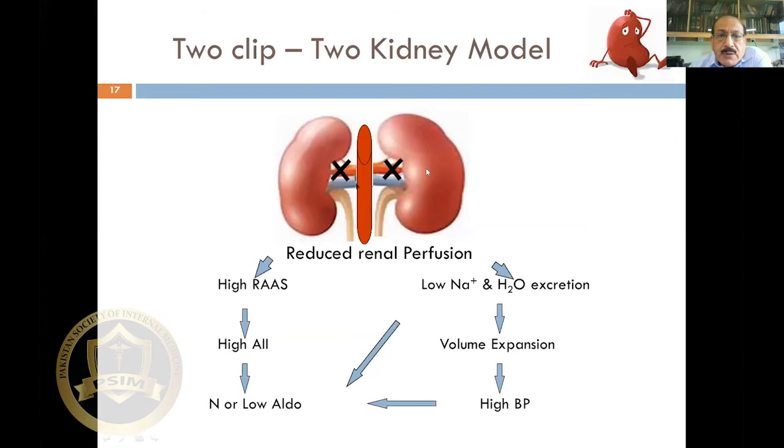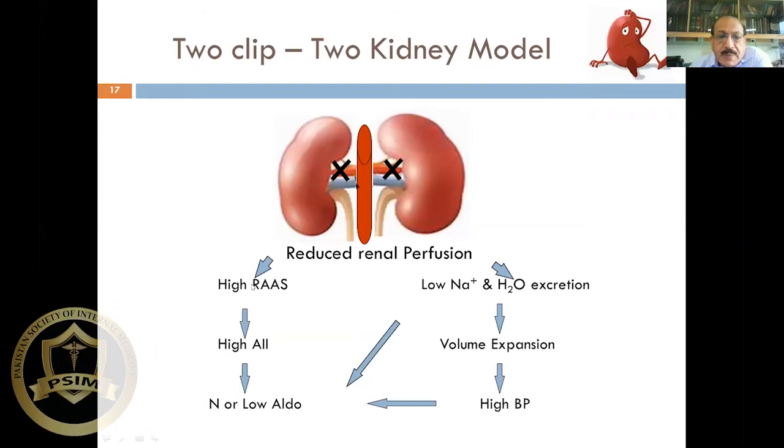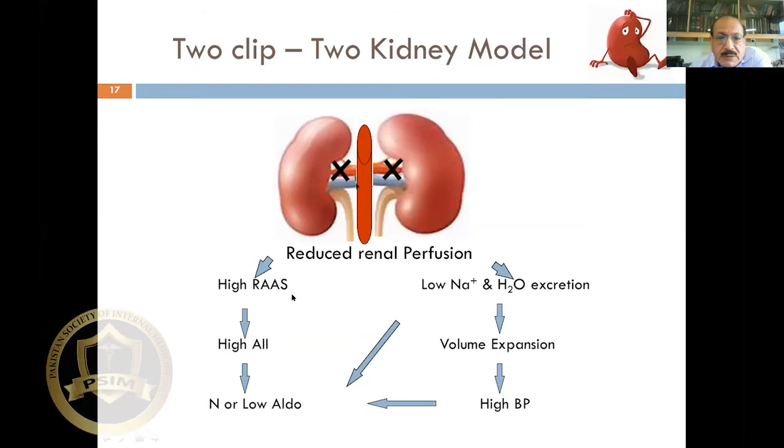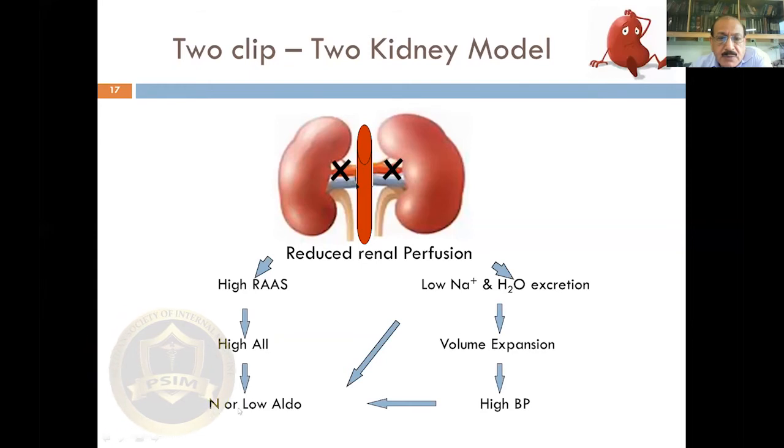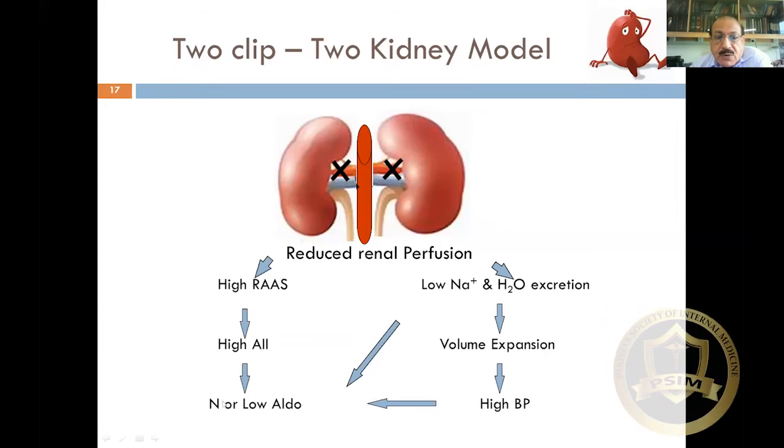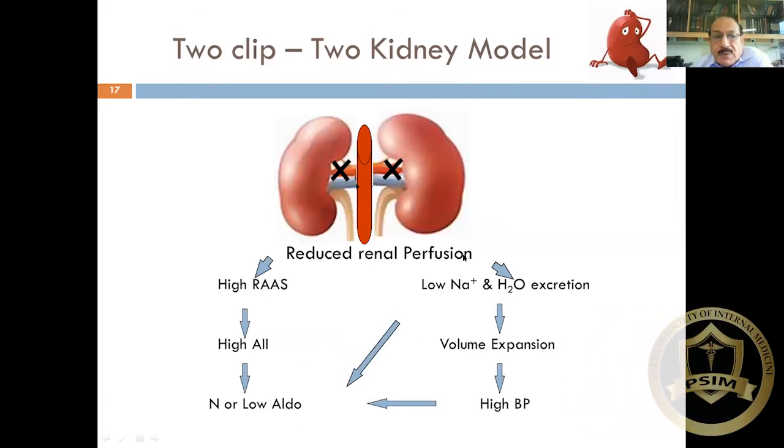When both the renal arteries are stenosed, there is a high renin-angiotensin system, and then normal or low aldosterone, because of the low sodium and water excretion. Because both are affected, the contralateral kidney is not doing the natriuresis, which leads to volume expansion. And this leads to high blood pressure, and this causes low or normal aldosterone.